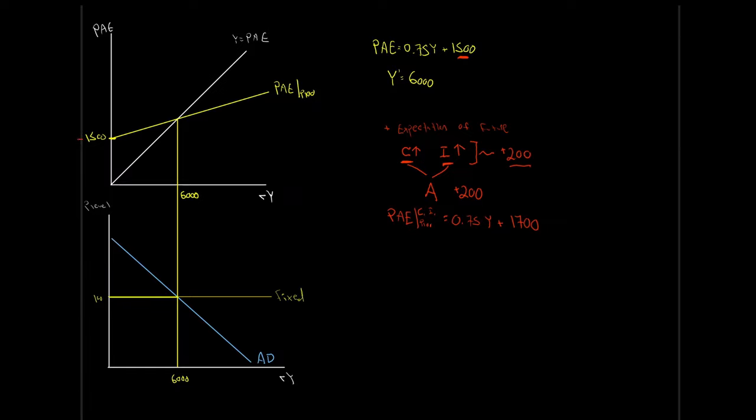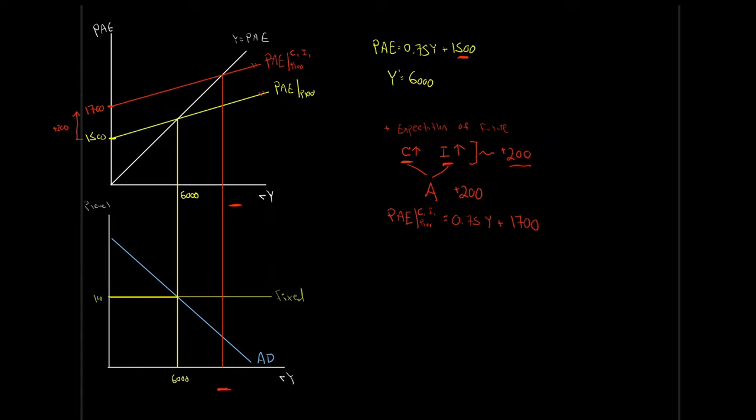So what's happened? We've had a boost of our autonomous expenditure of plus 200. That is, plus 200 brought us to 1,700 there. Let's go draw this new aggregate expenditure curve. Keeping in mind, no change in our marginal propensity to spend. So these are parallel lines. And this is our new planned aggregate expenditure, still price level of 100, but with our new consumption and our new investment. At this, we're going to have our equilibrium, Y equals PAE. Draw that line down right there. We'll get some new value of real output.